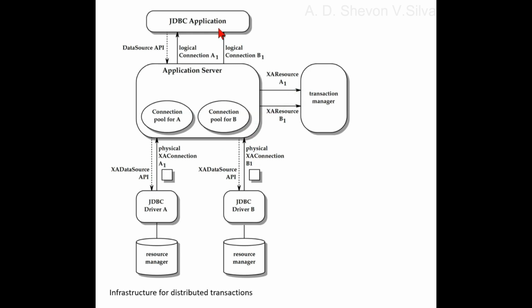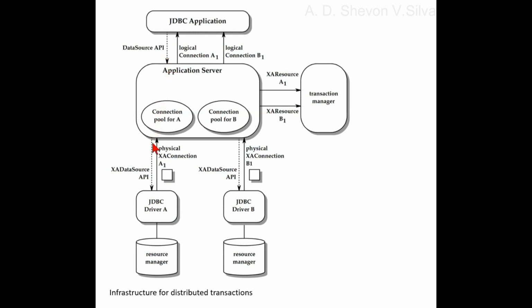Here you can see the JDBC application interacts with the application server. The JDBC application is connected to the application server via the data source API. Here the application pool for A and application pool for B are in the application server. The application server interacts with JDBC drivers, and the JDBC drivers interact with resource managers.